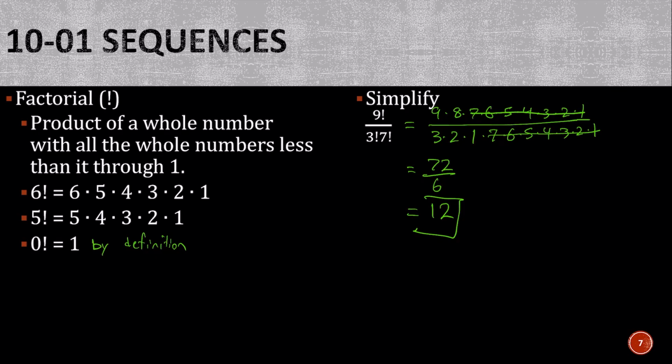Yes, there is a factorial button on your calculator. It would be in your math menu. You have to go sideways to the probability menu and down until you see the factorial button.